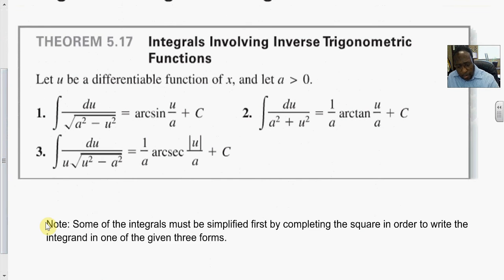Some of these integrals you have to complete the square. Some you have to separate the quotients, which does come up. And then some you have to use a very tricky u du substitution. Let's see.